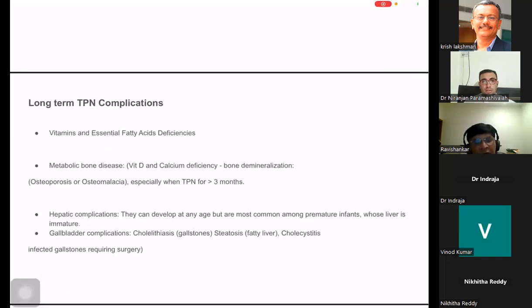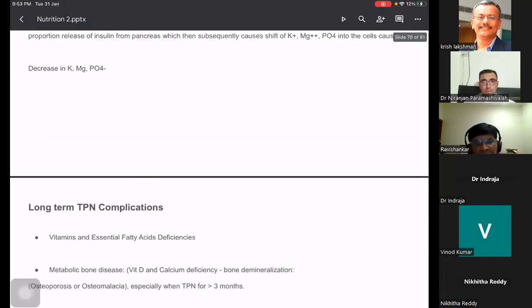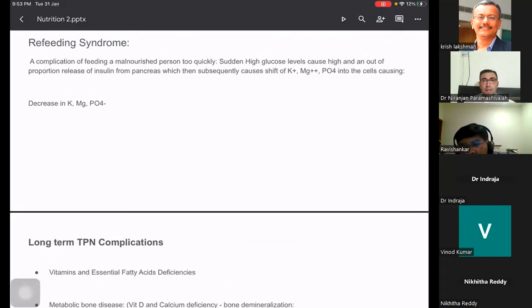Why death? Due to cardiac arrest. Why cardiac arrest? Due to potassium and calcium fluctuating, and magnesium, which is a cardiac stabilizer. Fluctuating means what? Hypo or hyper? Hypo, sir. Basically, hypo. Yes.